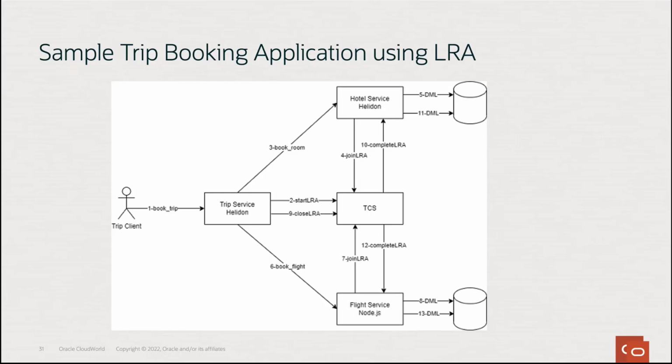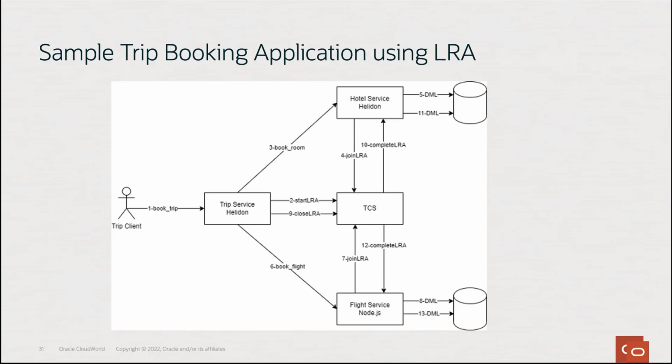The flight service is a Node.js application in which the MicroTx library provides the required configuration and the LRA client implementation to coordinate with the LRA coordinator. The trip manager service is the leading service where the LRA is started, and it calls flight and hotel services for booking. All services communicate with each other using REST endpoints.